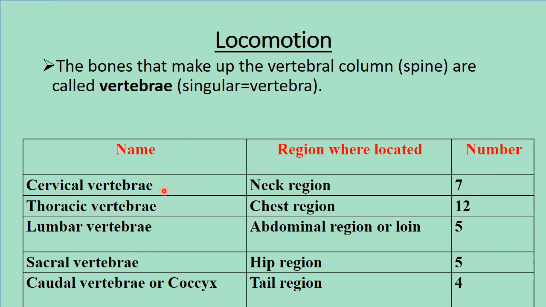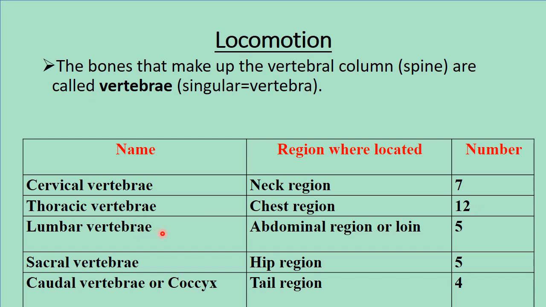After the cervical vertebrae, there is what is called thoracic vertebra. So thoracic vertebra is found on the chest. From the neck, the next one is the chest. So just below the neck region, just behind the chest, there is the thoracic vertebrae. So this thoracic vertebrae is made of 12 bones.